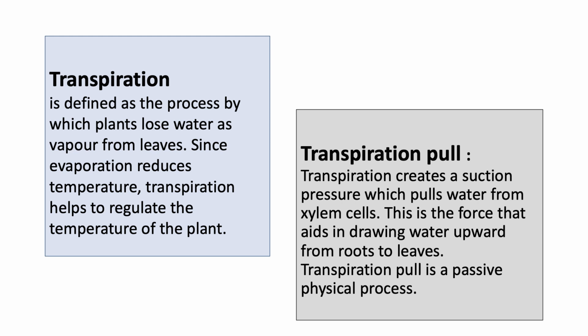Transpiration is defined as the process by which plants lose water as vapor from leaves. Since evaporation reduces temperature, transpiration helps to regulate the temperature of the plant. Transpiration pull is a suction pressure created due to transpiration, which pulls water from xylem cells. This is the force that aids in drawing water upward from roots to leaves. Transpiration pull is a passive physical process.